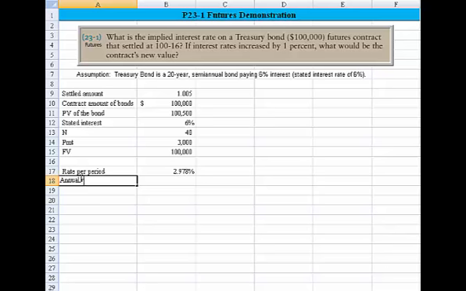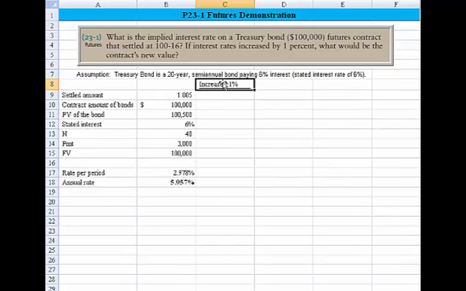To equate that to an annual rate, we would multiply that times 2. So it's basically 5.96%. Let me bold that because that's the answer we were looking for in the first part of P23-1. Now the second sentence. If interest rates increase by 1%, what would be the contract's new value? Why don't we put a title here and say increase up 1%.